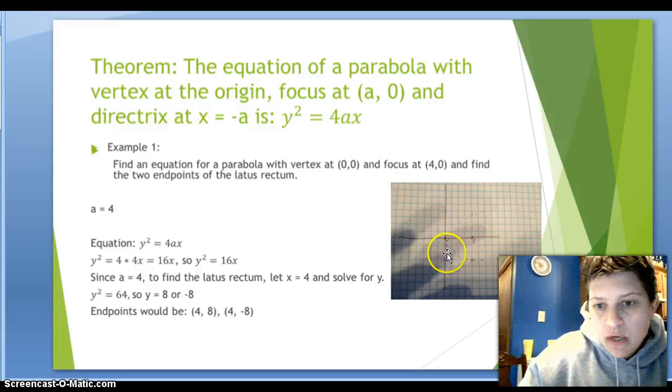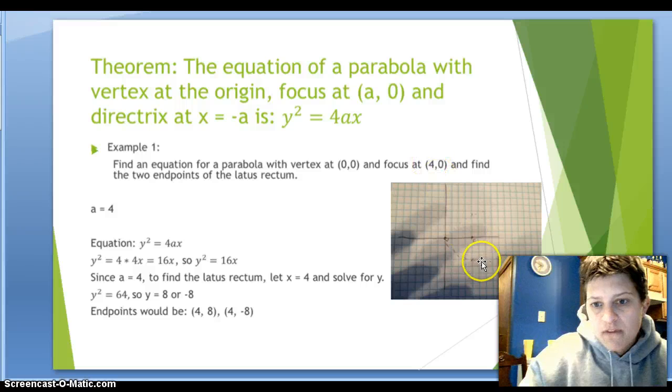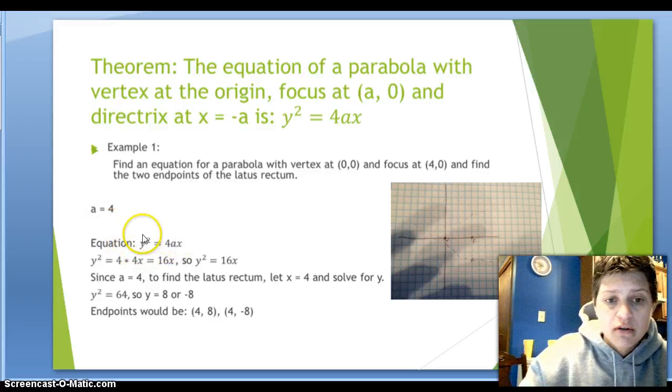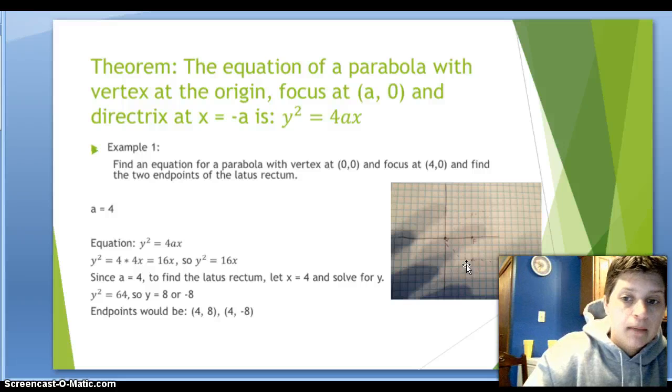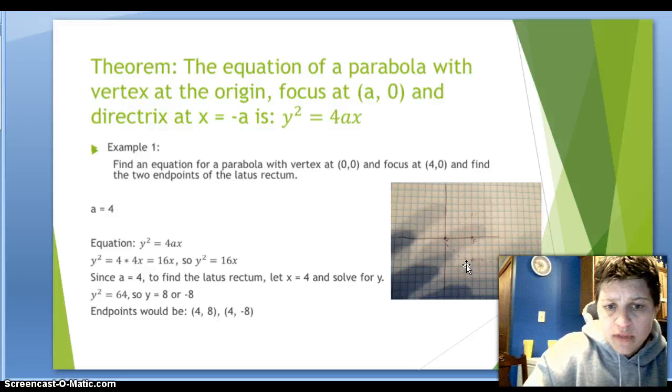Because we know the vertex is at (0, 0) and the focus is at (4, 0), that lets us know that a is 4, because a is the distance between the vertex and the focus. When you're thinking about your general equation, y squared equals 4ax is our general equation for a parabola opening to the right when your vertex is at the origin. So y squared equals 4 times 4, because a is also 4, so we end up with 16x. So y squared equals 16x would be the equation for this parabola.